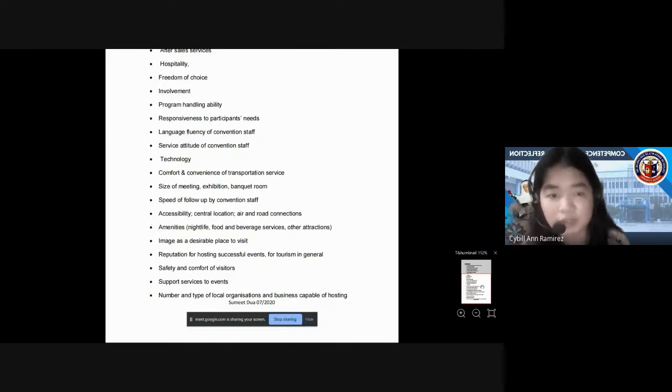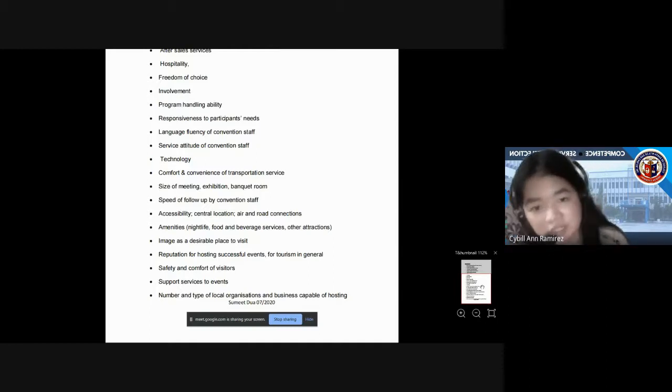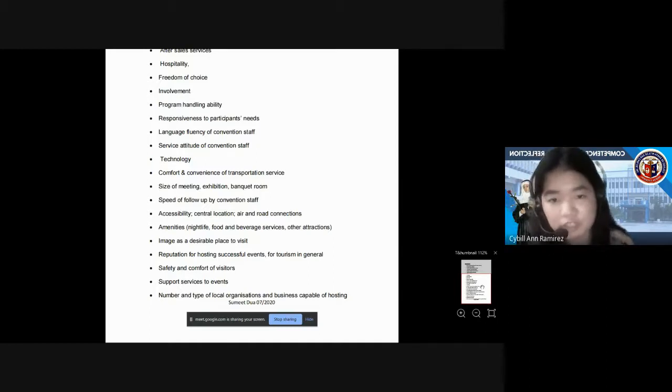So everything should be very accessible, from the conference or convention site to the accommodation, the tourist attractions, and even the terminals. Amenities, other facilities that guests need like spas, sports centers, nightlife events, food and beverage services, other attractions. Image as a desirable place to visit, reputation for hosting successful events, tourism in general, safety and comfort of visitors, support services to events, and number and type of local organizations and businesses capable of hosting.